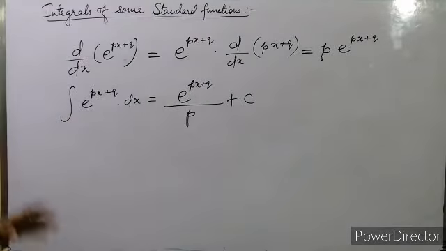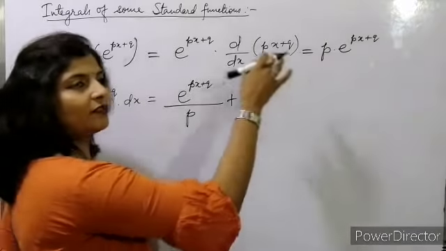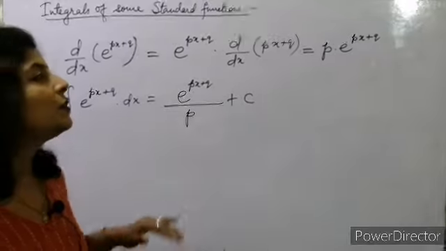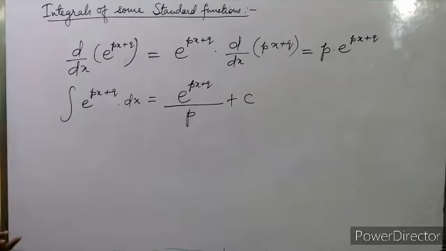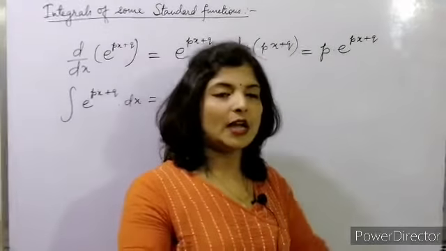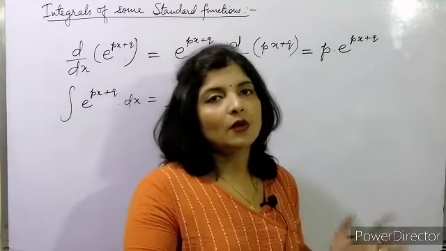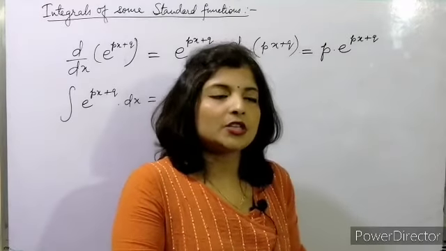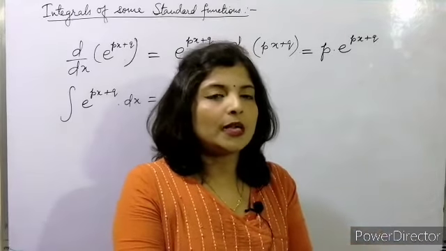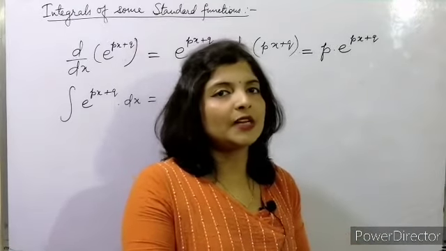So we multiply by p in case of differentiation, and in case of integration we divide by p. Okay, so this is just the inverse operation we have to do. We have to keep in mind, always do the inverse operation. Whatever you are doing in differentiation, do the opposite. The first step you did should be the last step in case of integration.